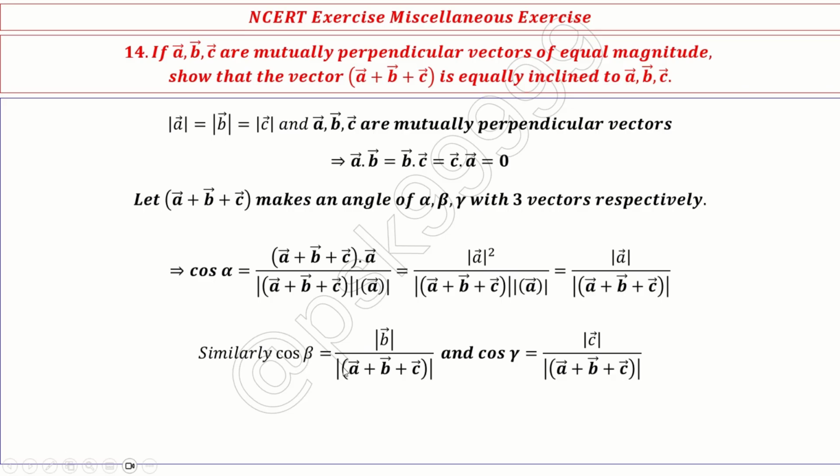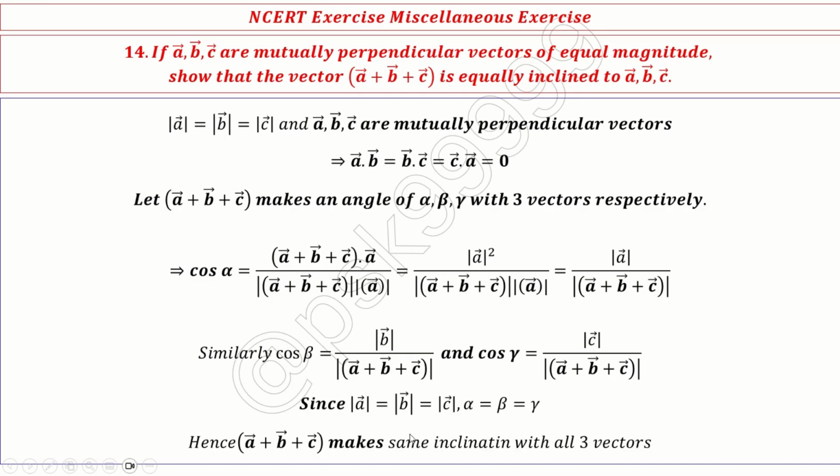Similarly, cos beta, cos gamma equal to these values, but we know that magnitude of A equal to B equal to C, correct? So which means all these ratios are same, which means angles are same. Okay, alpha equal to beta equal to gamma, which means A plus B plus C makes same inclination with all three vectors. Next.